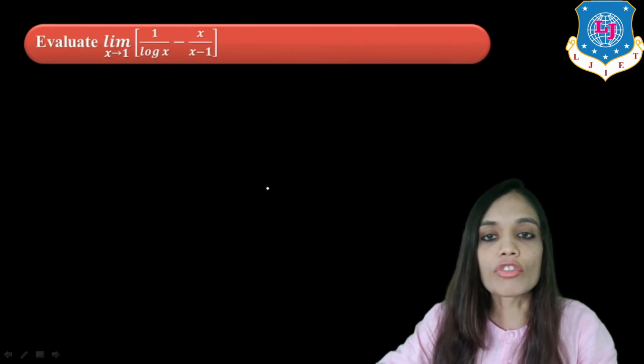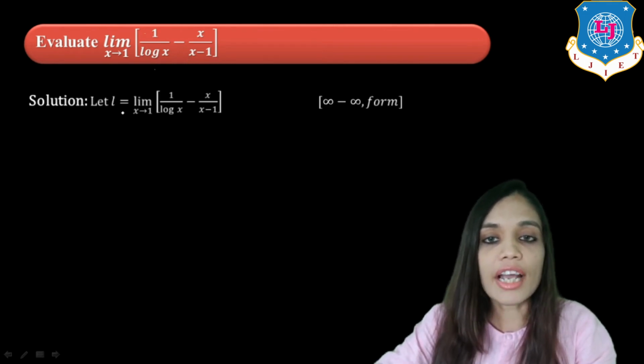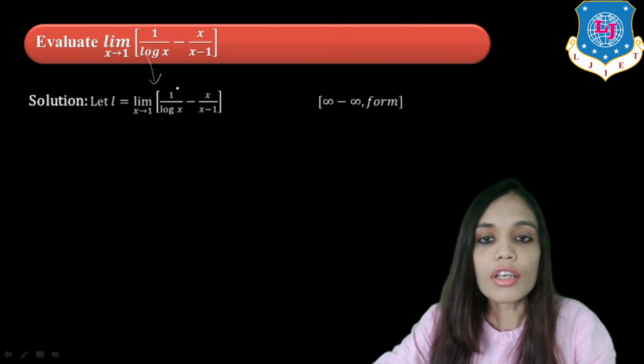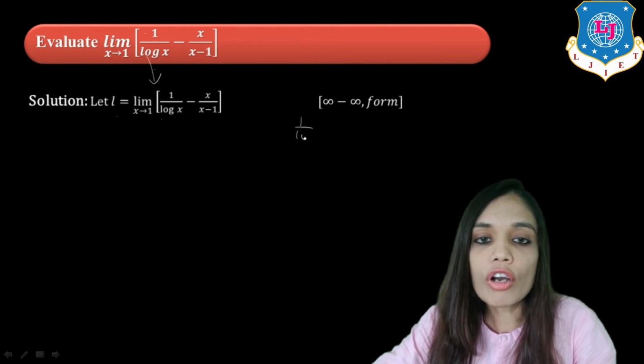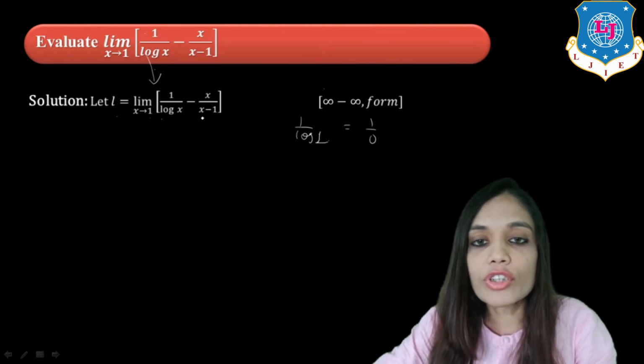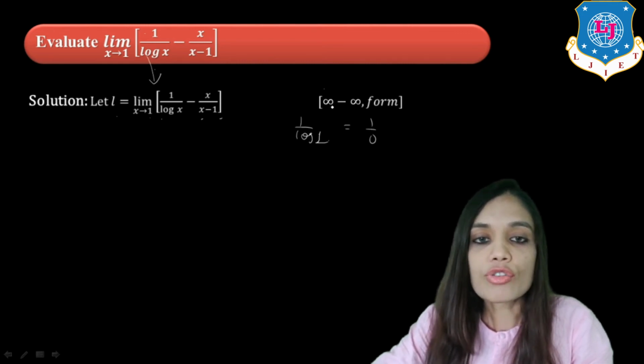So let us begin by solving one example. Here we have to evaluate limit x tends to 1, 1 upon log x minus x upon x minus 1. So let us start its solution. So firstly assume L is equal to the given limit. Now if we put x tends to 1, we will get 1 upon log 1, right? But log 1 will be 0, so 1 upon 0, so we are getting infinity. Similarly, if we put x is equal to 1, 1 minus 1 will be 0. So again this also will go to infinity. So we are getting infinity minus infinity form.